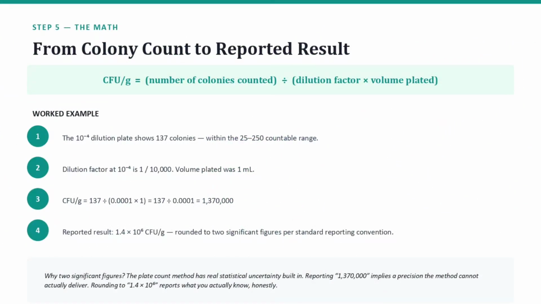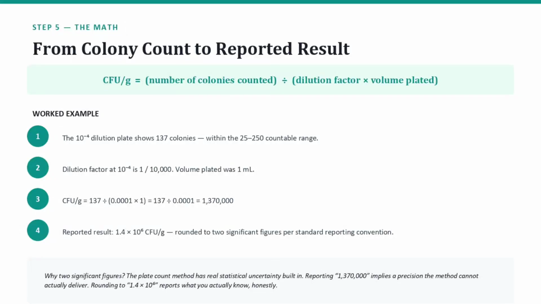Now let's actually do the math, from a raw colony count to a final reported result. The formula is CFU per gram equals the number of colonies counted, divided by the dilution factor multiplied by the volume plated. Let's work through a real example. The 10 to the negative 4 dilution plate shows 137 colonies, which falls within our 25 to 250 countable range, so this is the plate we use.